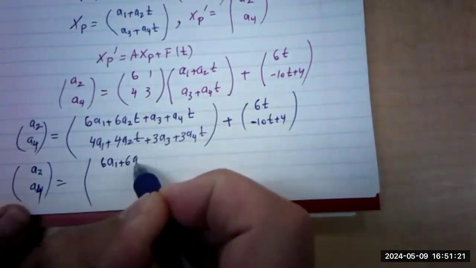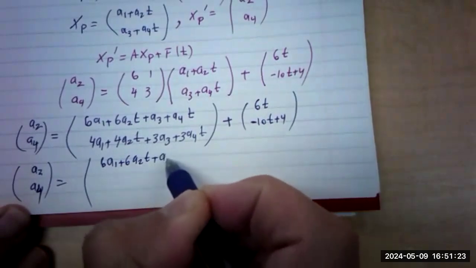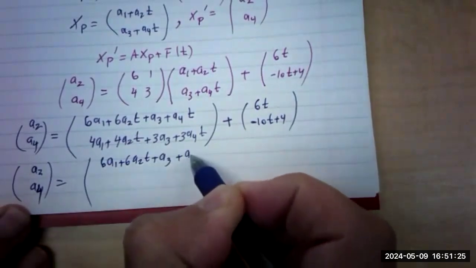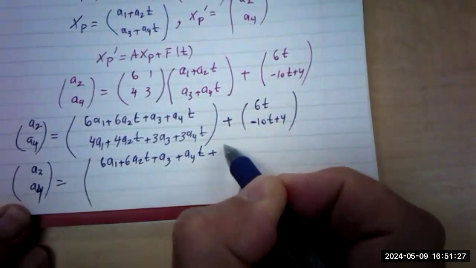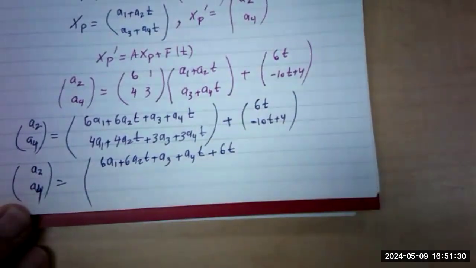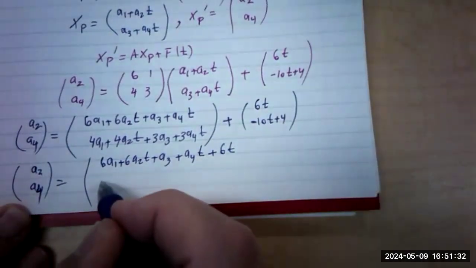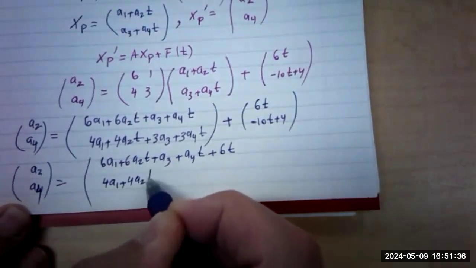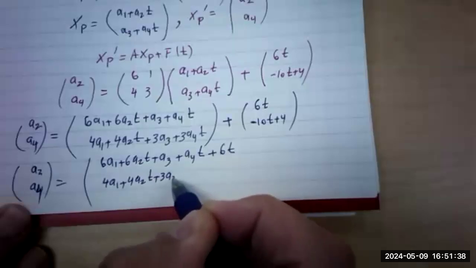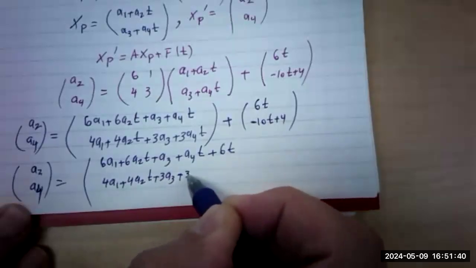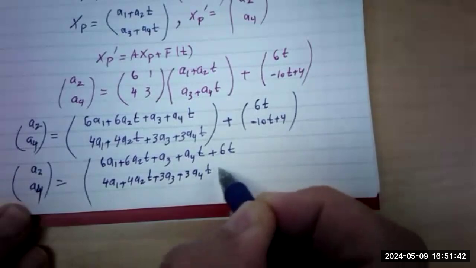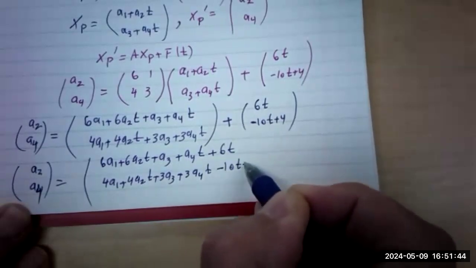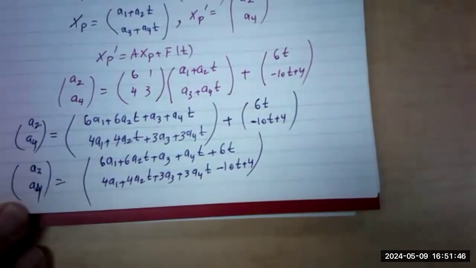6A1, 6A2T, A3, A4T. Then you have an extra 6T here. Okay, and the second part is 4A1, 4A2T, plus 3A3, plus 3A4T, minus 10T plus 4. So this is what you get.